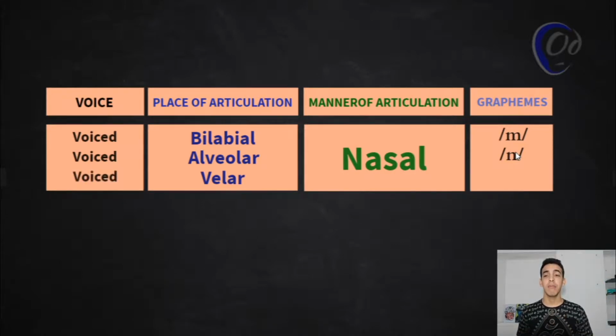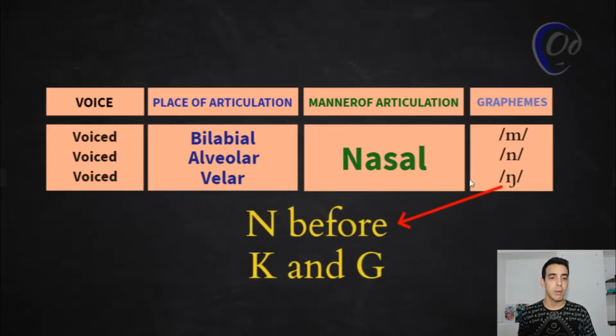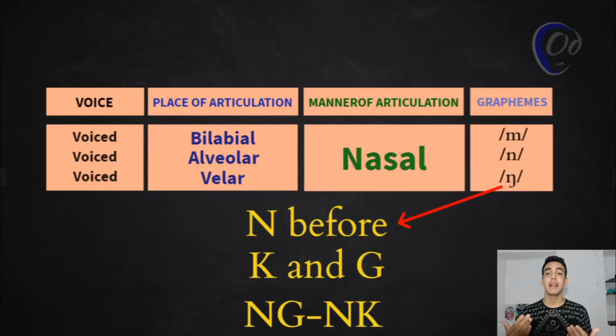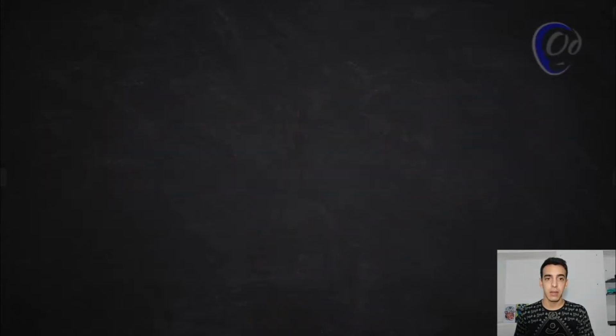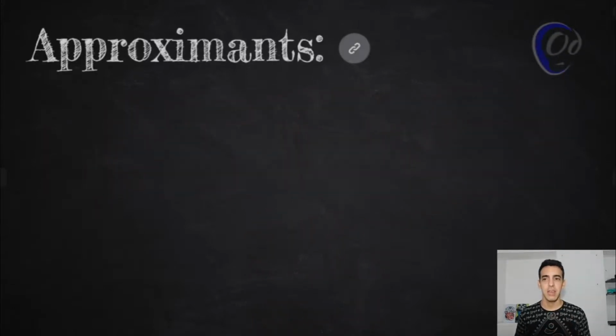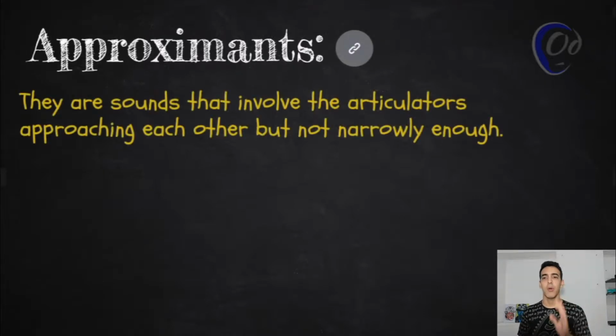So all of them are voiced, so you can call them bilabial nasal, alveolar nasal, and velar nasal. That's all. This is the representation, and this corresponds to the N before k and g in this combination, NG and NK. So let's keep moving. We are about to finish. Yeah, we are nearby. So approximant sounds.